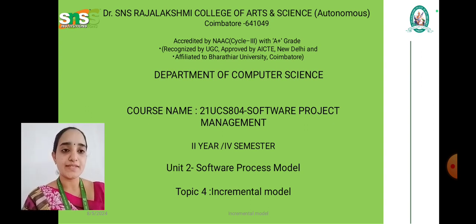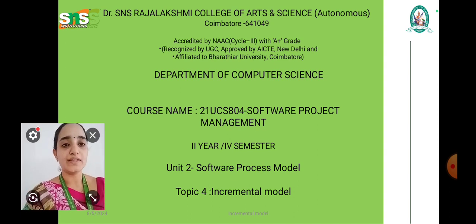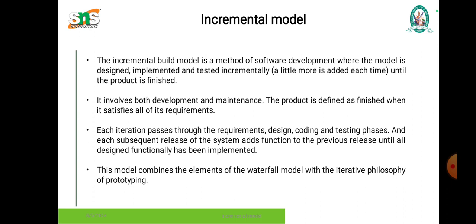Now we are going to discuss the incremental model in software project management. So let's discuss. The incremental model is a method of software development where the model is designed, implemented and tested incrementally until the product is finished.